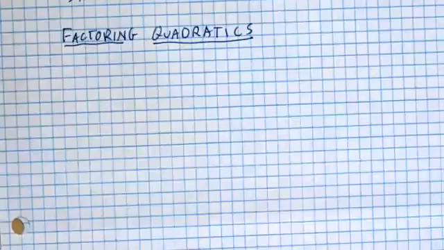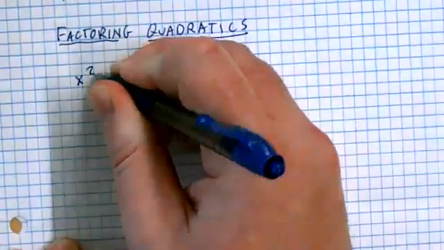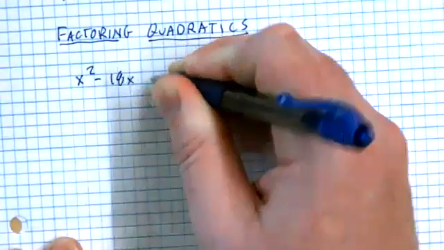So this is essentially just the reverse of what we just got done doing. All of those problems that you were just practicing, where you were multiplying out those two binomials, you came up with an answer. The problems now are going to look like the answers, and our answers are going to look like the original problems. Okay, so the first example we're going to do together is x squared minus 18x minus 40.